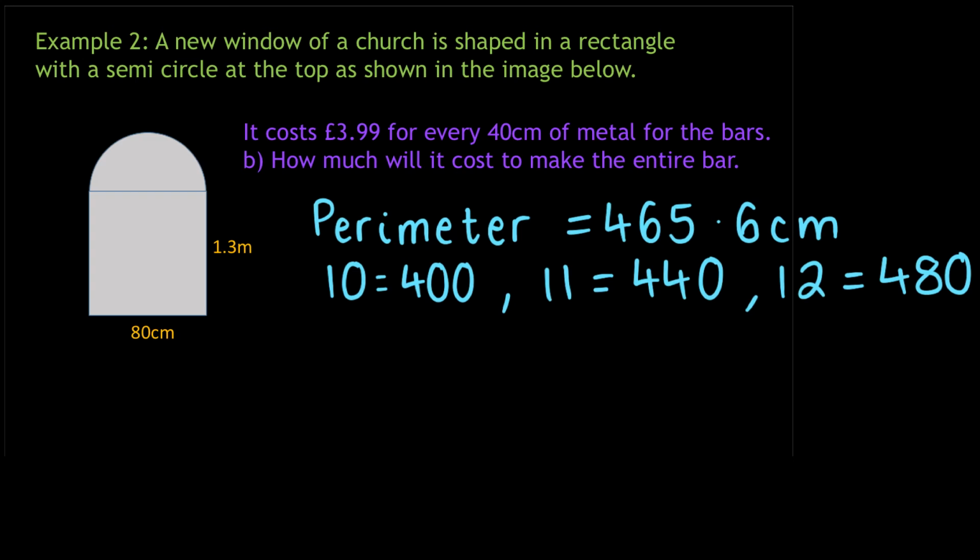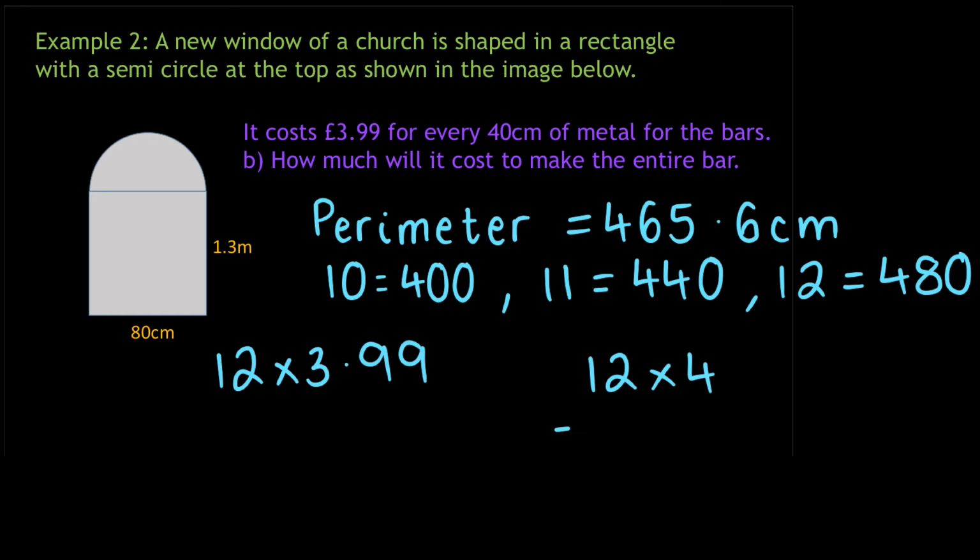So we'd have a little bit left over, but we need to buy that 12th lot of 40 centimetres, because if we only bought 11, we'd be about 25 centimetres short, because 11 bars would only give us 440 centimetres. So we need to get 12 lots of £3.99, or we have to pay 12 lots of £3.99. Again, you could do this without a calculator, because I would be saying, well, 12 times £3.99 is just the same as 12 times £4. And then once you get your answer, take away 12 pence.